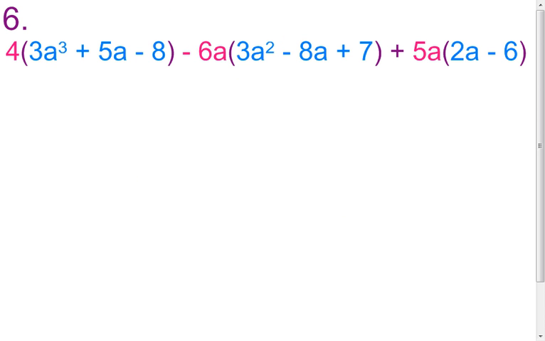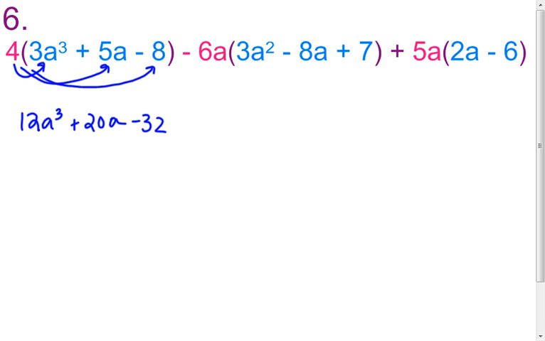All right, and one last one like this. So 4 times 3a cubed is 12a cubed. 4 times 5a is 20a. 4 times negative 8 is negative 32. Be careful, you're distributing negative 6a through. So negative 6a times 3a squared. Negative 6 times 3 is negative 18. A times a squared is a cubed.